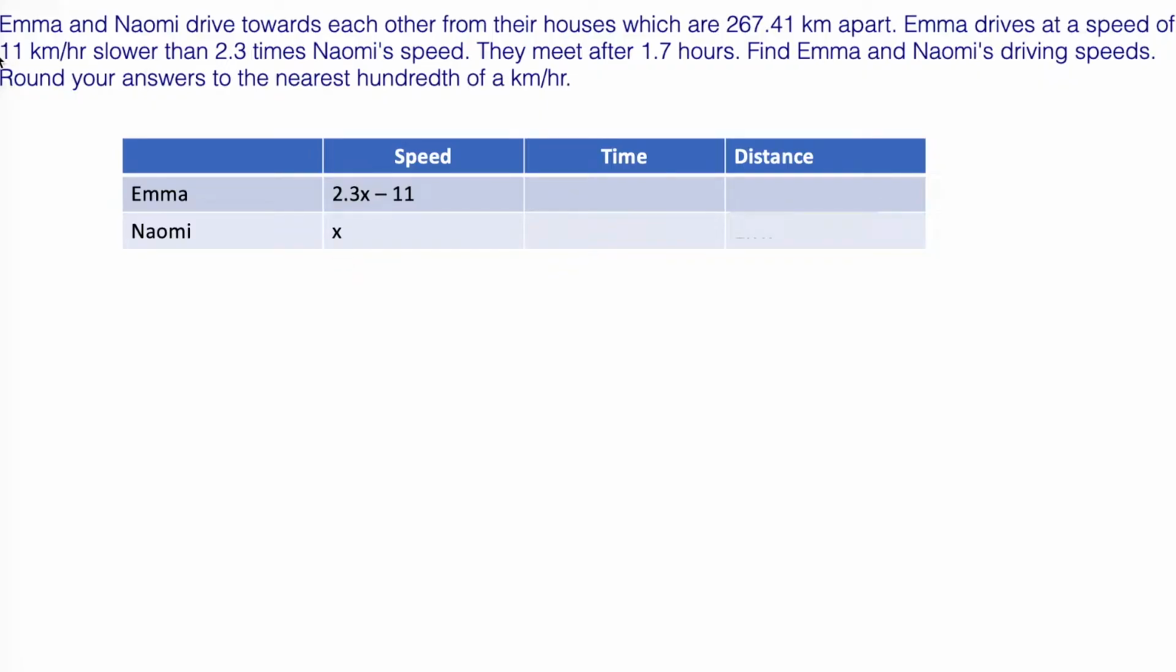Emma drives at a speed that's 11 kilometers per hour slower than, I'm taking away 11 from something, we just don't know what the something is, slower than 2.3 times Naomi's speed. So you write the 2.3x first, then the minus 11.